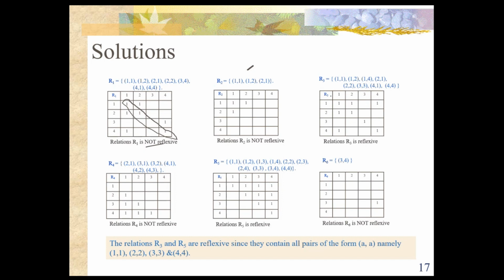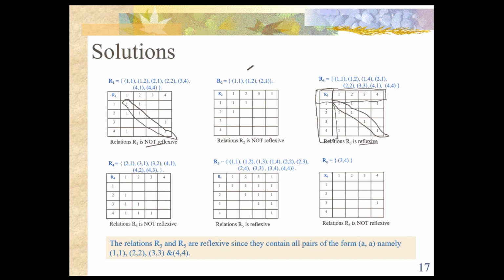Let's look at R3. Again, let's look at the diagonal line: 1, 1, 1, 1. So it is reflexive. What about this side? This is the part you should not get confused with. This side are the set elements 1, 2, 3, 4. And this side is the other set elements, the other elements of the same set.